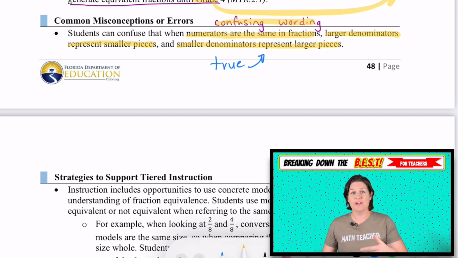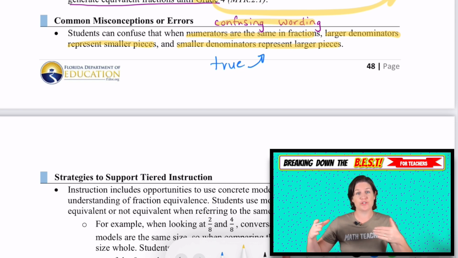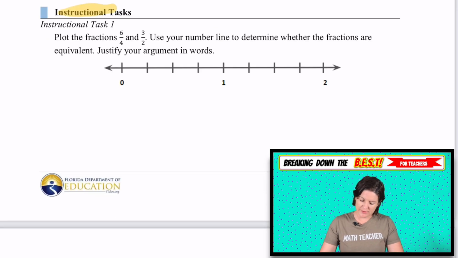For instance, if they have 3/8 versus 1/2, they might think, oh, 3 and 8, those are bigger numbers than 1 and 2. Therefore, 3/8 must represent a greater amount, right? But this is what we're trying to get them to understand, that the larger the denominator, the smaller the piece. Okay, here are some instructional tasks right there.